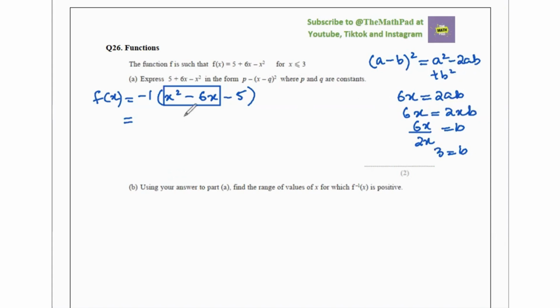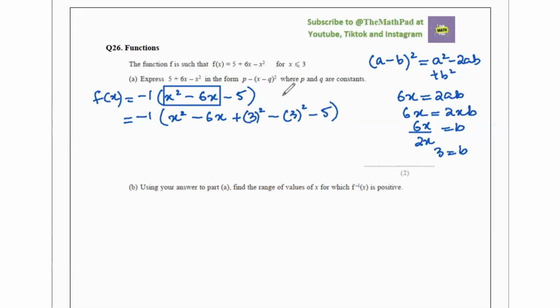Once we've identified the b value, what we do is add our b squared in the equation. So we do plus 3 squared, but we also do minus 3 squared. Now, why do we do minus 3 squared? The reason is that the plus 3 squared was a new term that we introduced in the equation. It did not exist from the beginning. So if we're adding something new, remember that we have to subtract it as well.